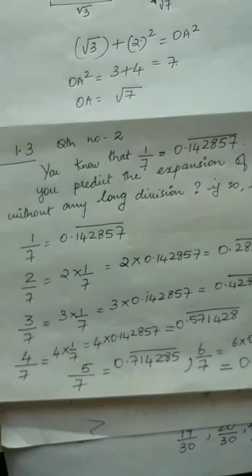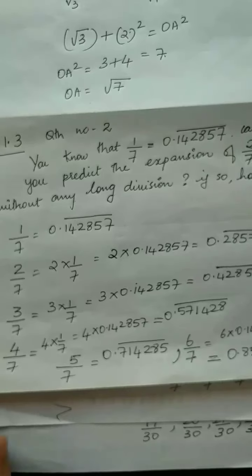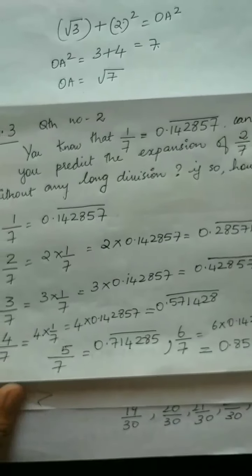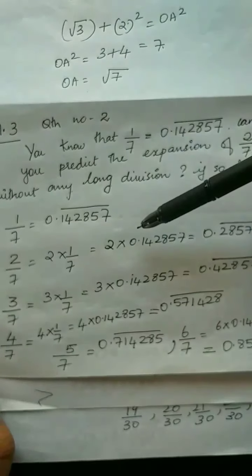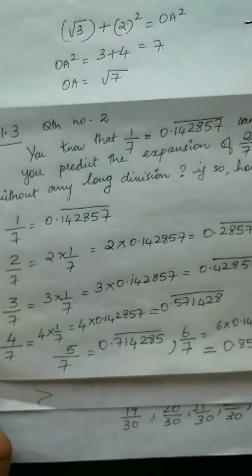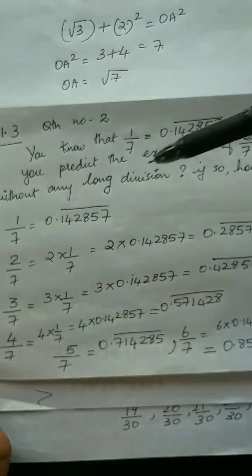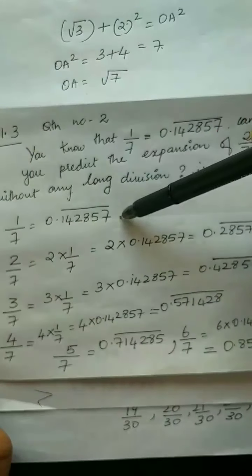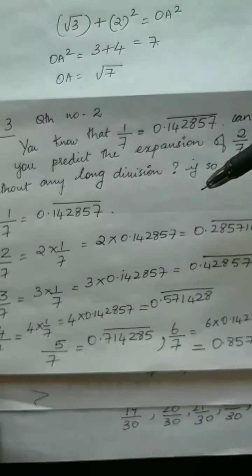The next is in 1.3. 1 by 7 is equal to 0.142857. Can you predict the expansion of 2 by 7, 3 by 7, 4 by 7, 5 by 7, 6 by 7? You have been given the value of 1 by 7 as 0.142857. Therefore, what will be 2 by 7? See, 2 into 1 by 7 is 2 by 7. And you have got the value of 1 by 7 as this one. So 2 into this value gives you the answer for 2 by 7. Hope you have understood this. Similarly, 3 by 7 is 0.